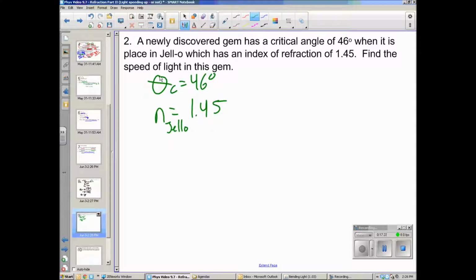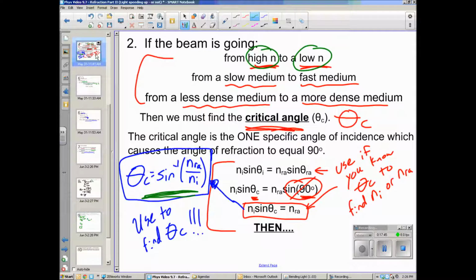So what we need to do is find the velocity of light in our mysterious new gem. Now remember, we learned that n equals c over v allows us to, if we know n, find v, and vice versa. So to find the velocity of light, we're going to need to know n for our gem. And what I told you here in red was, if you know the critical angle, then use this equation. So that is what I'm going to do.